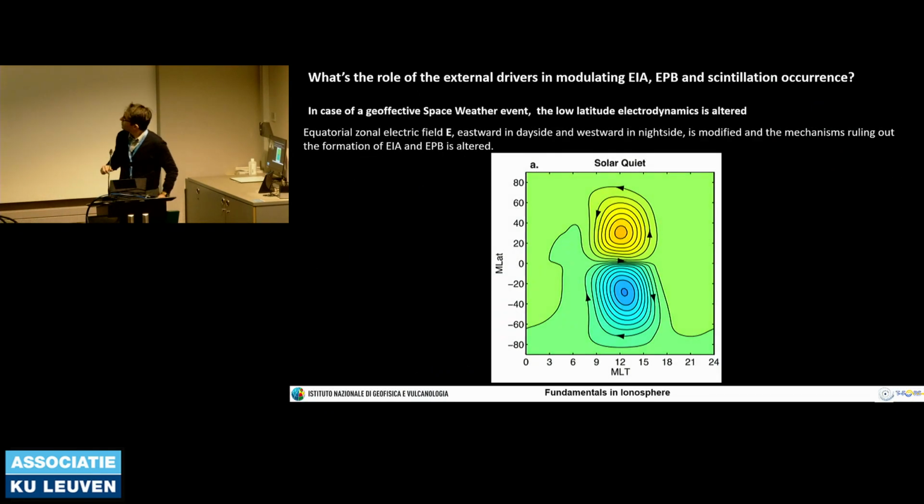What happens at low latitude? The most important part of the low latitude is the fact that the low latitude ionosphere is mostly ruled by the electrodynamics, and the occurrence of a geomagnetic storm alters the electrodynamics of the low latitude ionosphere. So this is the solar quiet condition, creating the equatorial electrojet I've mentioned before.